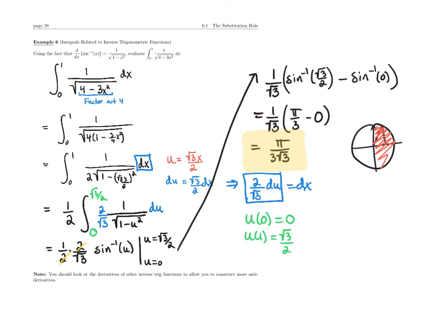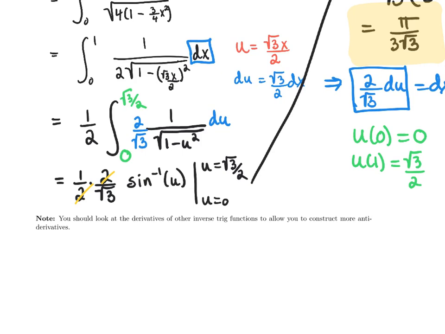And what that represents is an area under this function, the integrand, from 0 to 1. So I would encourage you to look at derivatives of other inverse trig functions to try to see how you could use the same technique. So for example, I could ask you to do the integral of 1 over 4 plus 3x squared dx, which is very similar, and the answer is going to be something involving arctangent.